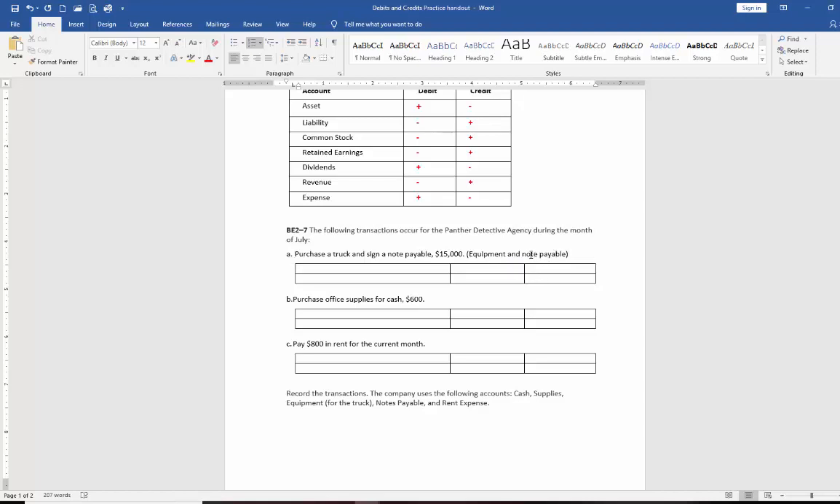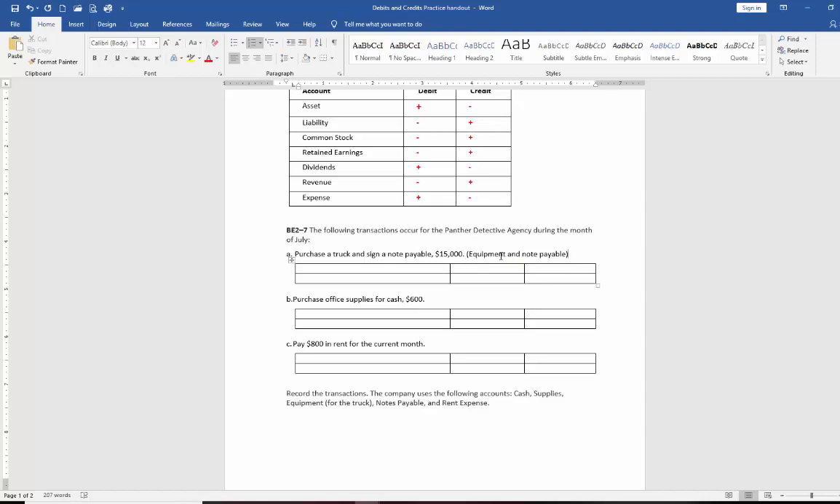Now, do we debit or do we credit? Which one's debited, which one's credited? Equipment is an asset. If you're not comfortable with what kinds of accounts are in which categories, you need to go back and study that, because that's the building block for this.